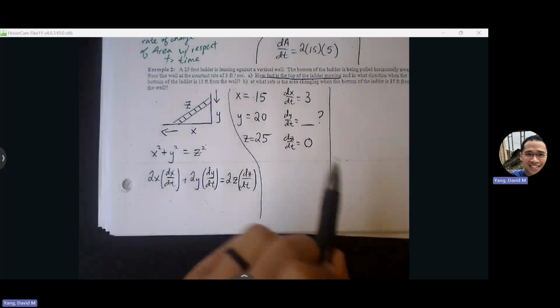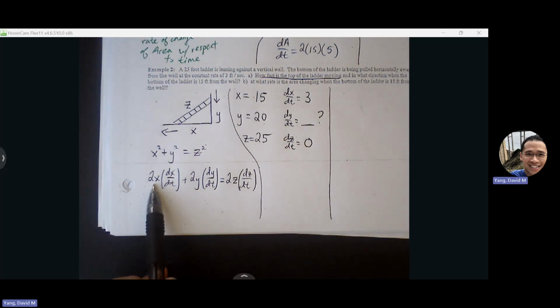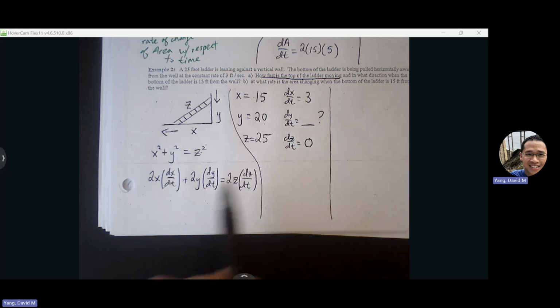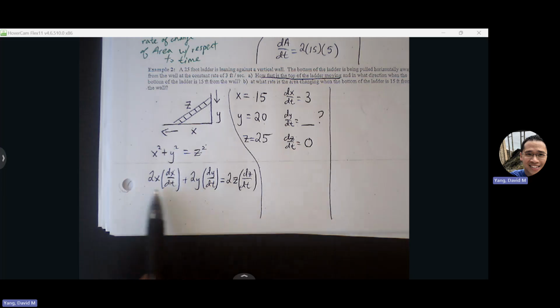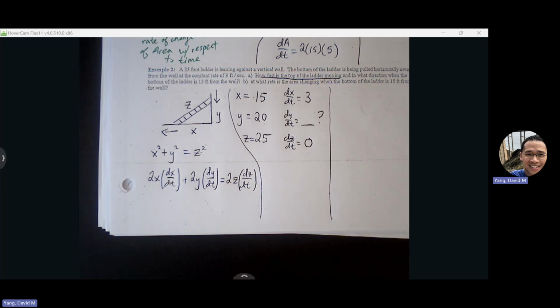Okay, everything we need is in front of us. We can plug in for all these variables, and then the only missing variable that we're looking for is dy/dt, and we should be able to solve that since we have something for every variable. Okay, try that. You can plug everything in.